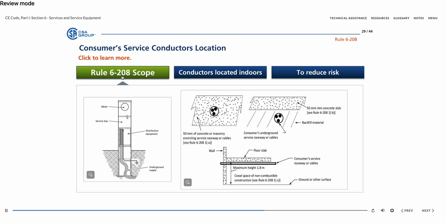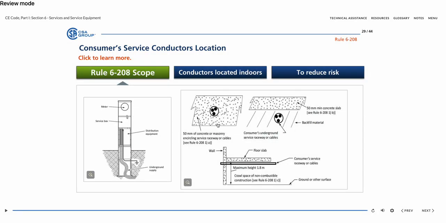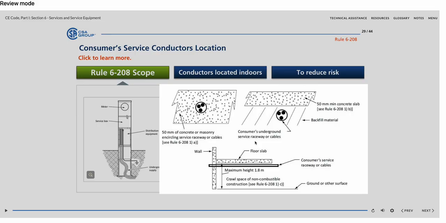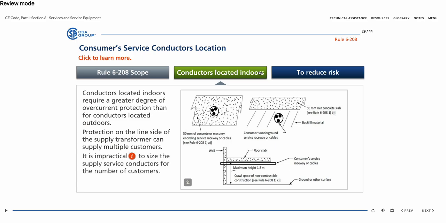Rule 6-208 sets requirements for the location of consumer service conductors. Conductors located indoors require a greater degree of overcurrent protection than that provided by supply authorities for conductors located outdoors. The supply authority bases its protection on estimated demand. The protection on the line side of the supply transformer can supply multiple customers. Yet it is impractical to size the supply service conductors for the number of customers.